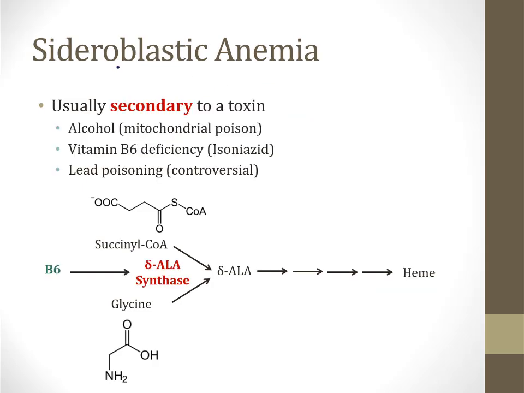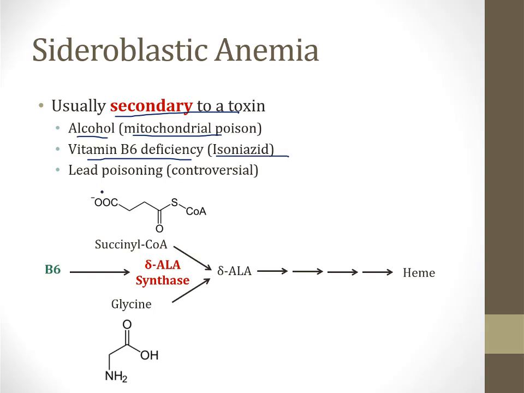In general, sideroblastic anemias are rare, but when they do occur, they're usually secondary to some type of toxin. These are called acquired sideroblastic anemias. One toxin that can lead to sideroblastic anemia is alcohol, which is a mitochondrial poisoning. In addition, sideroblastic anemia can be seen in a vitamin B6 deficiency. Classically, this occurs among patients taking the tuberculosis drug isoniazid, which leads to a functional B6 deficiency.